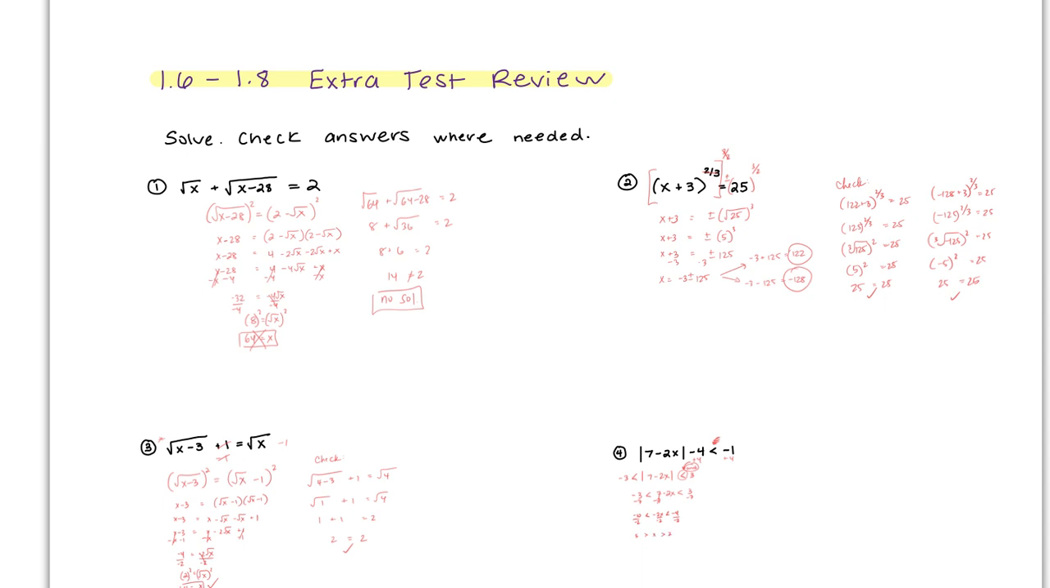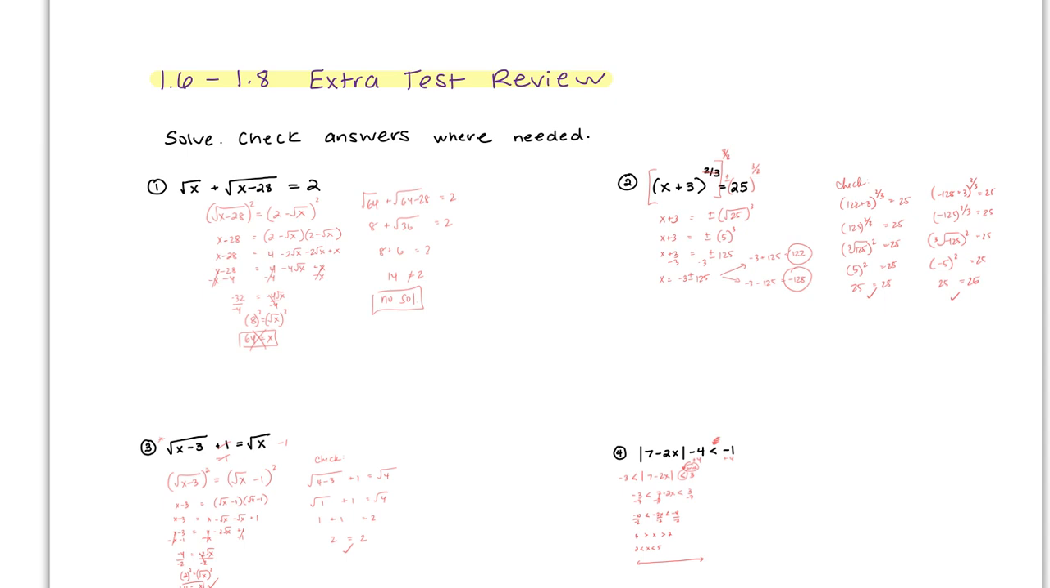And I get 2 and 5. And so I'm going to rewrite it. Obviously 2 is smaller than 5, so 2 should be on the left. So 2 is less than x, which is less than 5. Okay, and so that's my inequality statement.